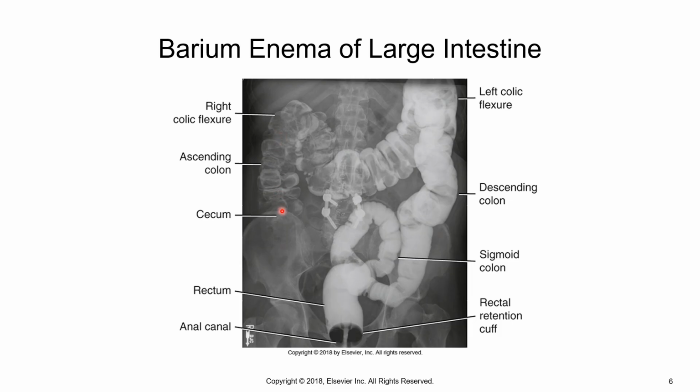Because we put this in retrograde, it doesn't flow normally. Normally, food and digested material would come out of the small intestine and go in this direction, down and out. But when we do a barium enema, we actually fill the patient backwards, or retrograde. And then you would have the cecum down here.